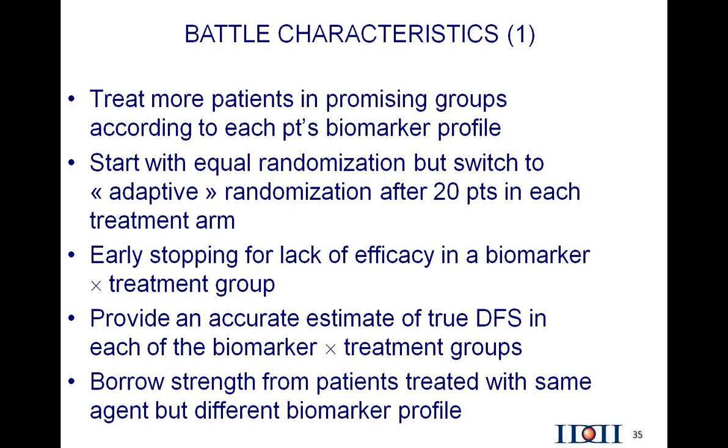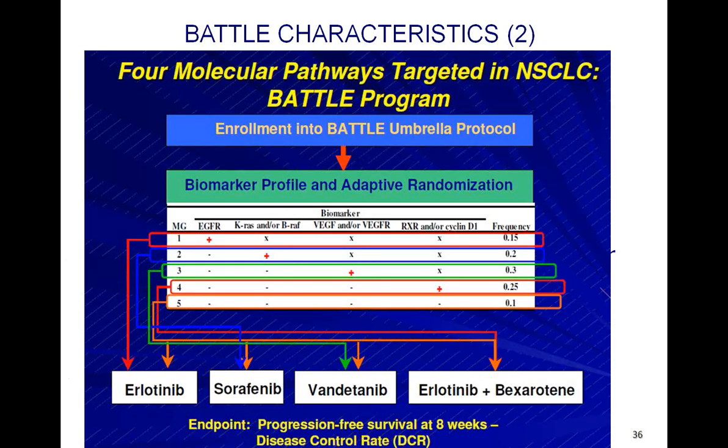We would like to provide an accurate estimate of the true disease-free survival in each of the biomarker by treatment groups. And the idea of the design is to borrow strength from patients treated with the same agent or the same treatment, but who have a different biomarker profile. Now, obviously, these are all very valid aims, but it's perhaps a lot to ask from a single trial to do all of this simultaneously. At any rate, here is the BATTLE design in more detail.